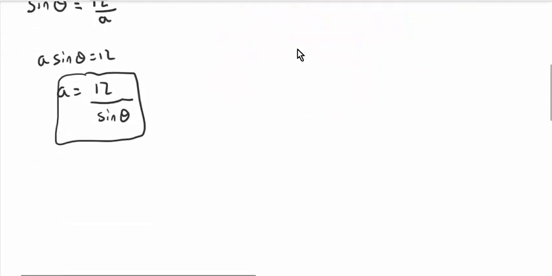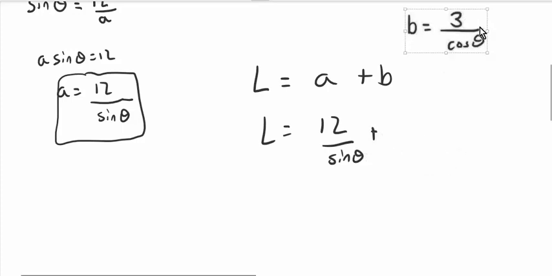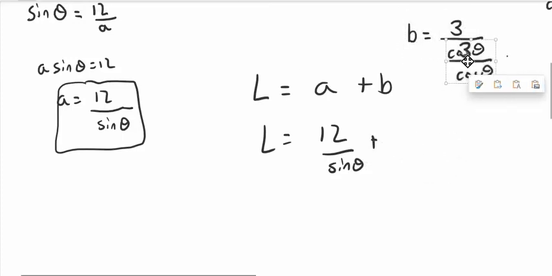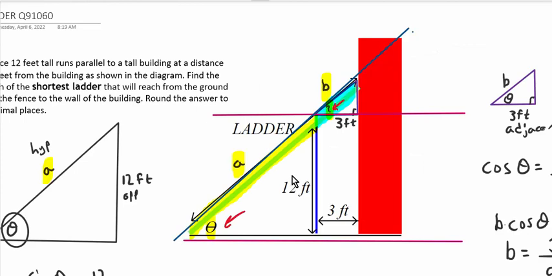So the ladder's length, I'm going to call L, is simply the sum of length a and b, but we found a to be 12 over sine theta, b was 3 over cosine theta. So let me just paste that in right here. So now I have a formula for the length of the ladder. So what this means is we can construct many ladders by varying theta. But I'm going to find the theta that minimizes the length of the ladder.